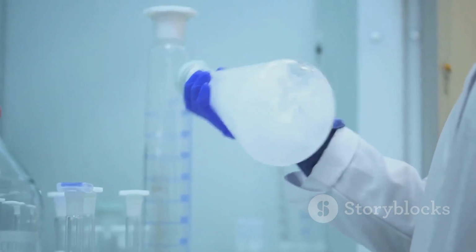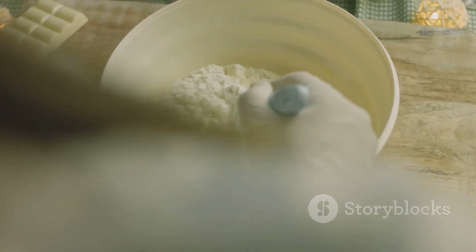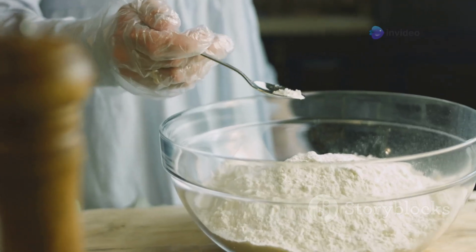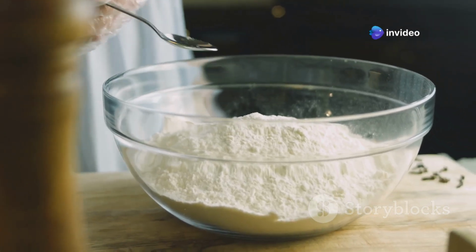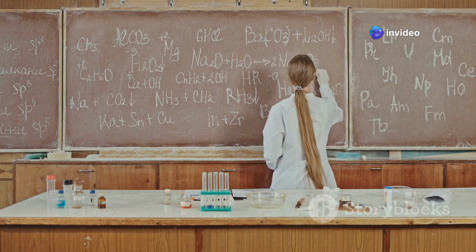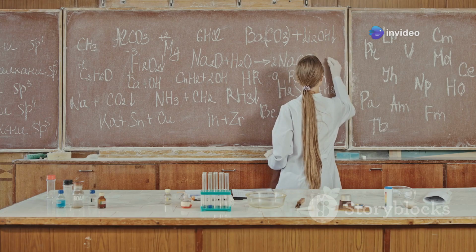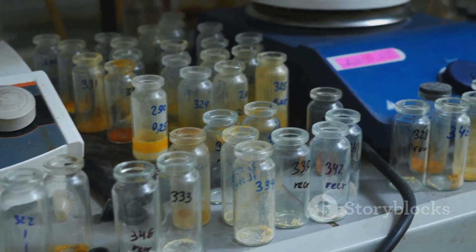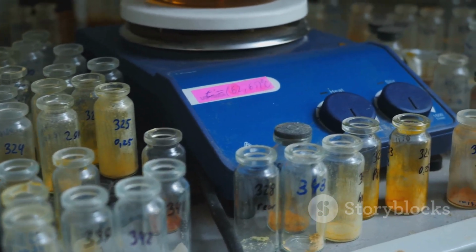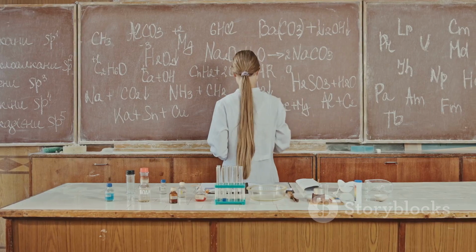Now let's see how we use moles in chemistry. Imagine you're baking a cake. You follow a recipe that tells you how much of each ingredient to use, right? Chemical reactions are similar. They have recipes called chemical equations. These equations use moles to tell us how much of each reactant we need to make a certain amount of product. It's like a recipe book for chemists.